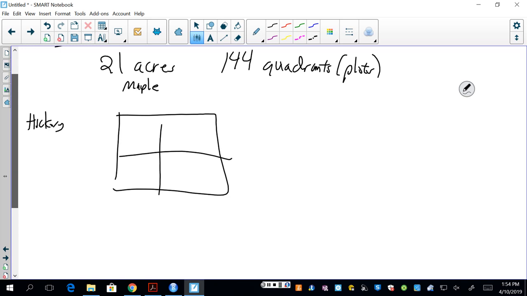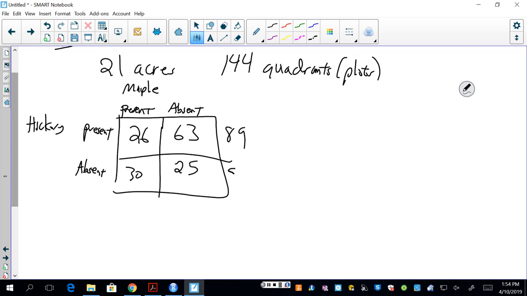Presence or absence. Hickory present and absent, and maple could be present or absent. And so there's 26 where they're both present, 63 when it would be just hickory. So there's 89 here, 30, 25, 55 there, and this adds up to 56. This one adds up to 88, and all add up to 144.